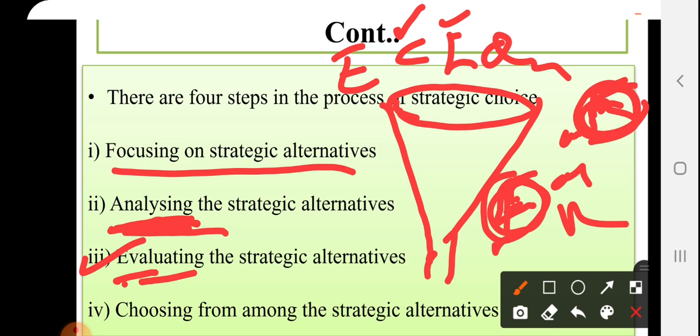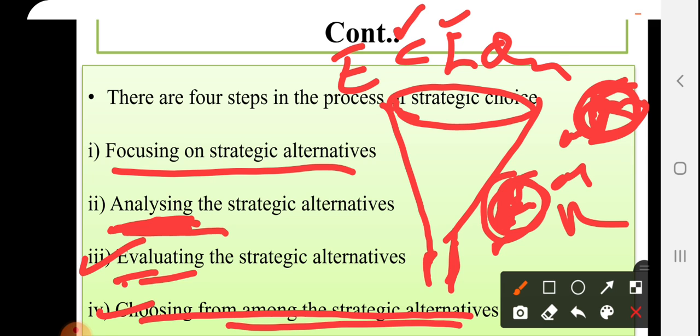Finally, the company will choose among which are most feasible or most acceptable. Within this, the company finds only market development acceptable. So the company will go for the market development choice. This is the strategic choice making process.